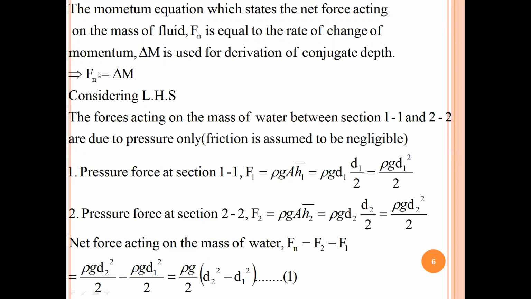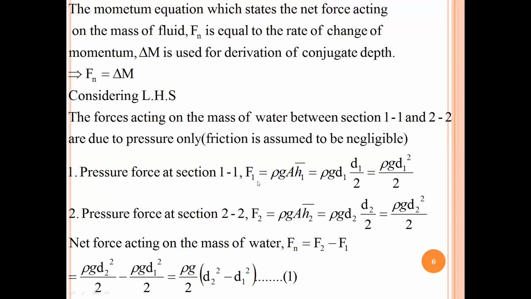We'll see the calculation of forces. Now here the forces acting are only due to pressure. We have assumed that force due to friction is negligible, and so we are ignoring it. So we are having only forces due to pressure at section 1 and 2. So here pressure force at section 1, F1.